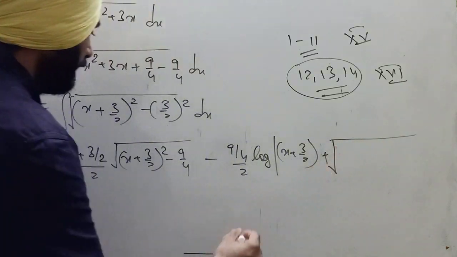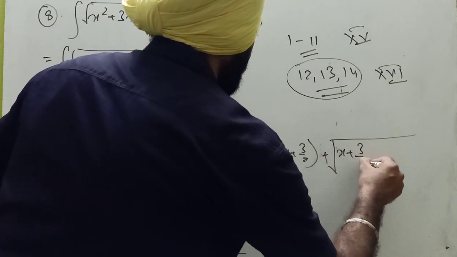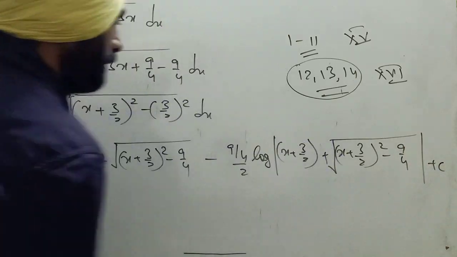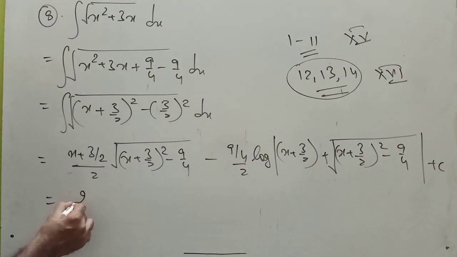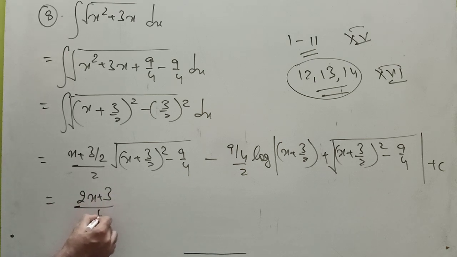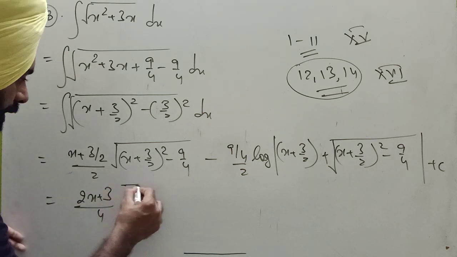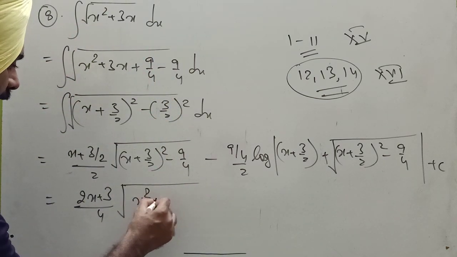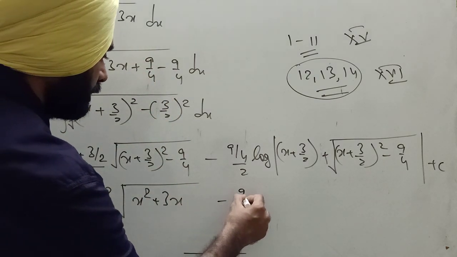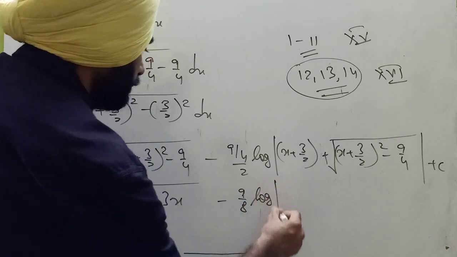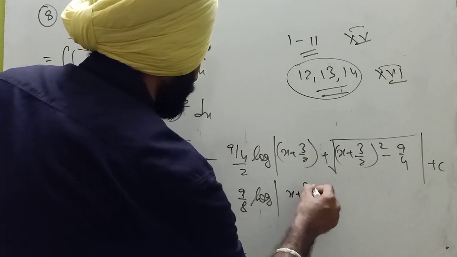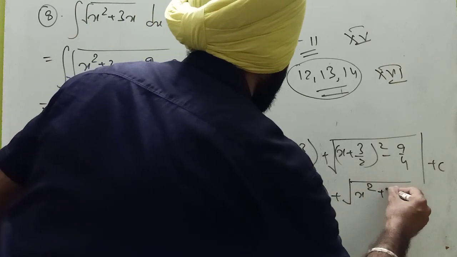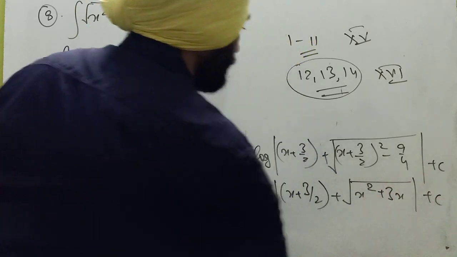a square is 9 by 4, divided by 2, and log mod x plus under root of x square minus a square, plus c. So the next step is (2x plus 3) divided by 4 by taking LCM, and this under root can be written as x square plus 3x, minus 9 by 8 log mod x plus 3 by 2 plus under root of x square plus 3x, plus c. So this is the final answer.